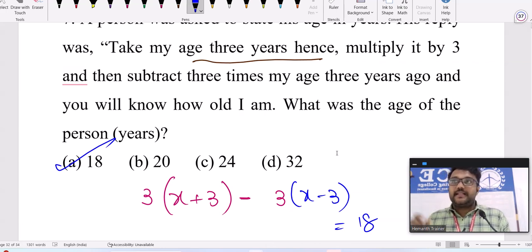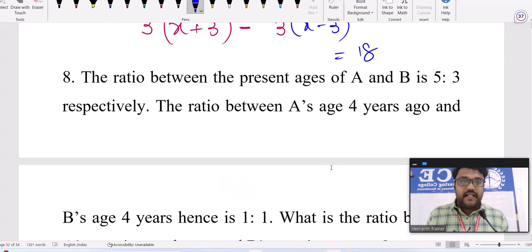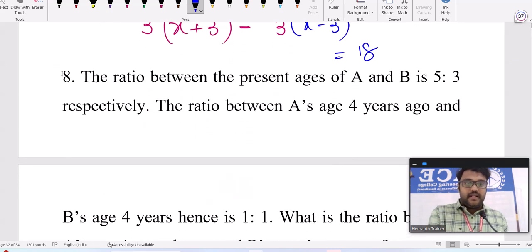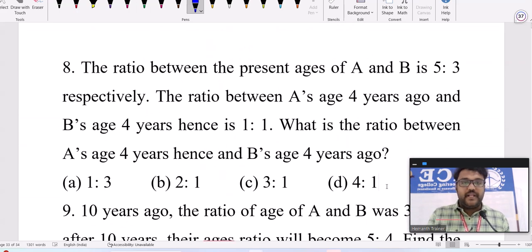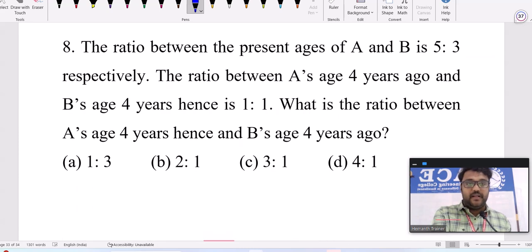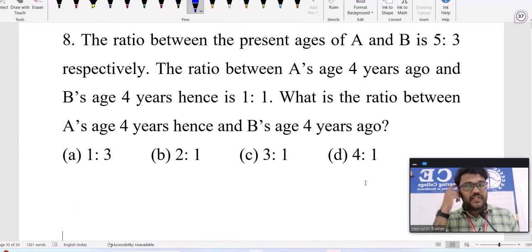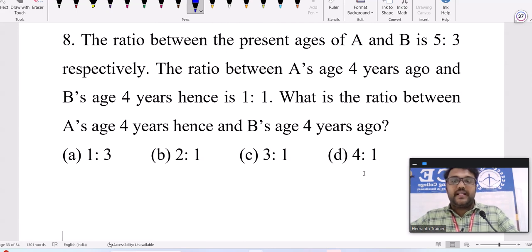Right, see the next question. This is again the terminology of 3 years hence, 3 years ago. You have to form the equation and solve the equation. Next question is similar: the ratio of ages of A and B is 5:3. A's age 4 years ago and B's age 4 years hence is 1:1. What is the ratio between A's age 4 years hence and B's age 4 years ago?